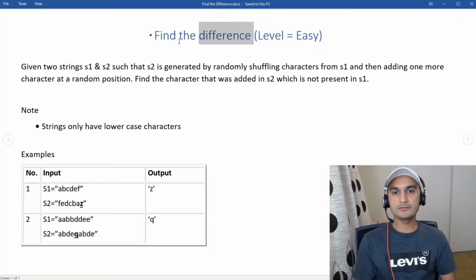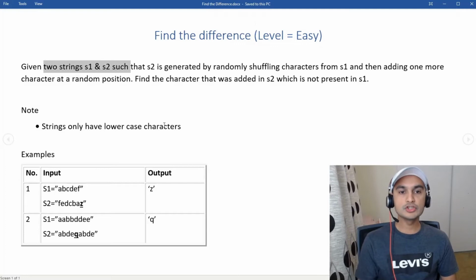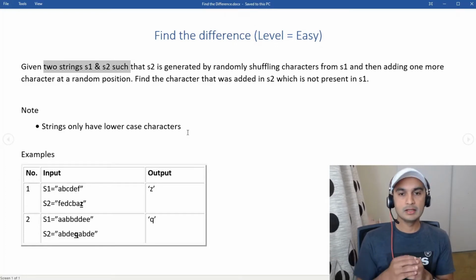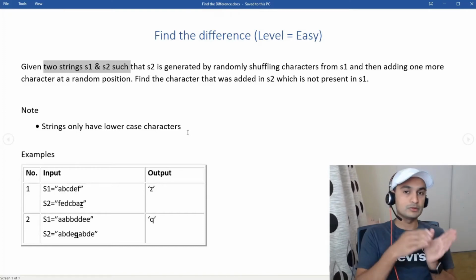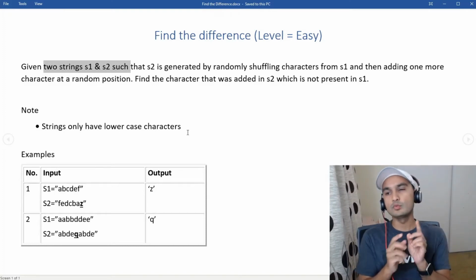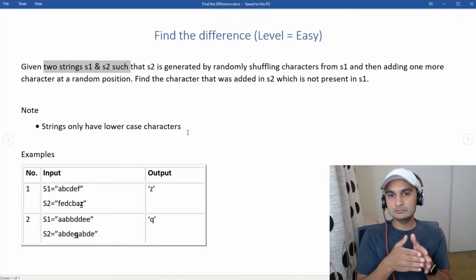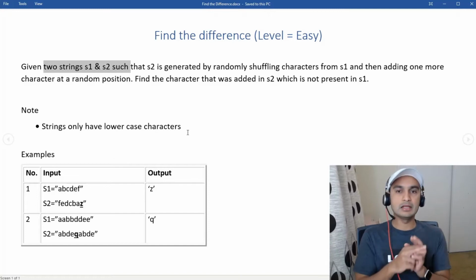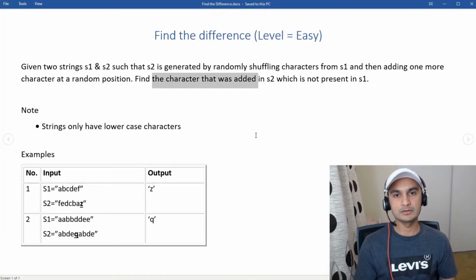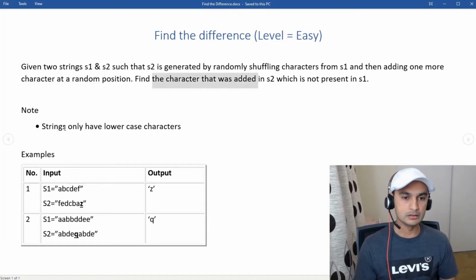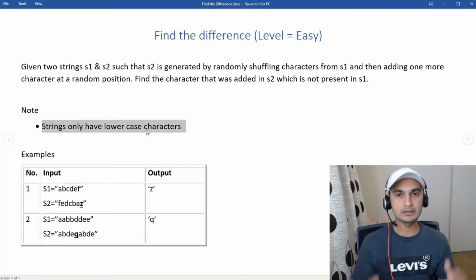The title is find the difference and difficulty level is easy. In this problem, we are given two strings S1 and S2. S2 is such that it's generated using characters from S1 itself, and then there's one additional character that's added in S2. So S2 is pretty much same as S1, except the order of the characters, and then just one extra character. And our job is to find that character which is extra in S2. And strings have lowercase characters, so we don't have to worry about difference in case.